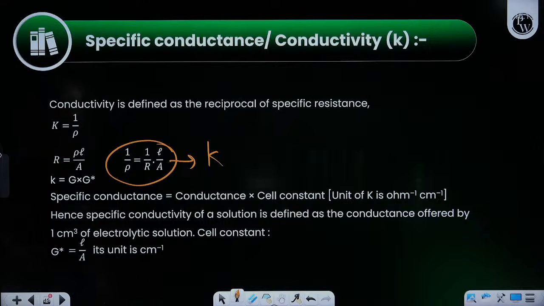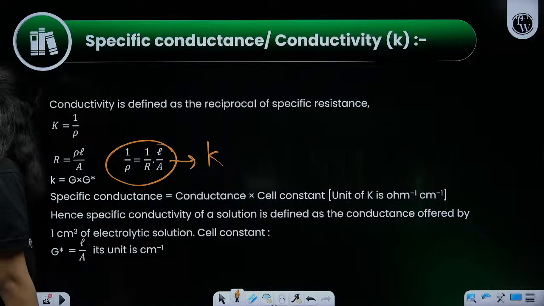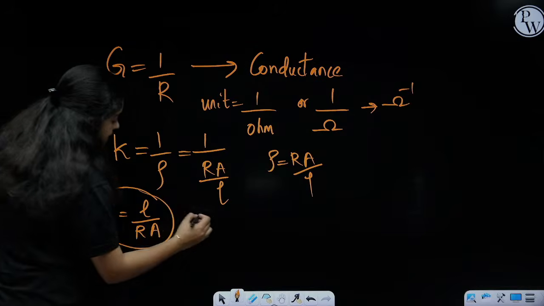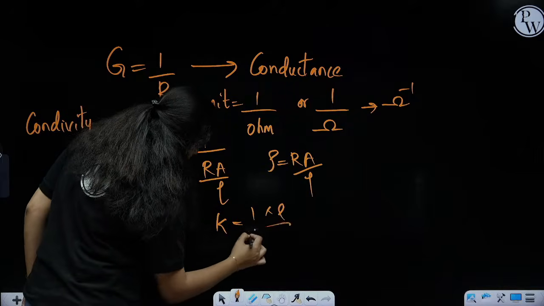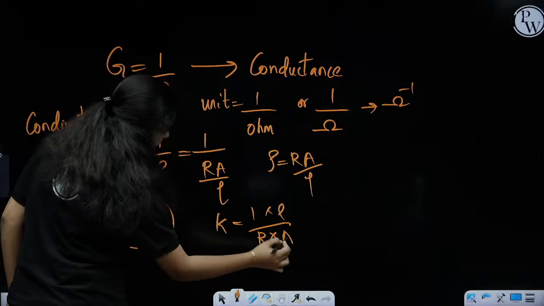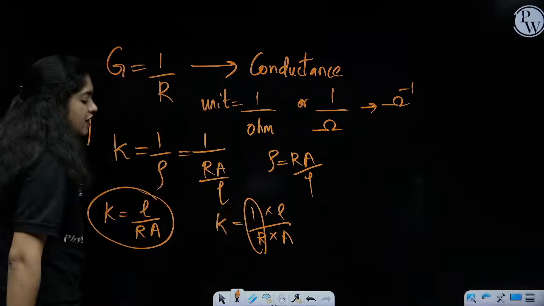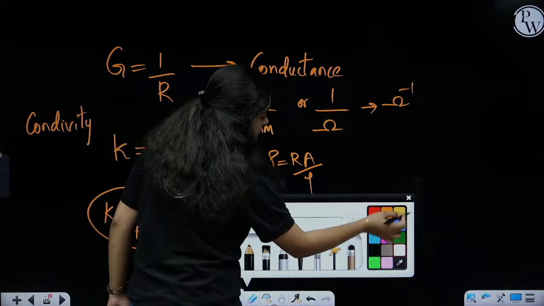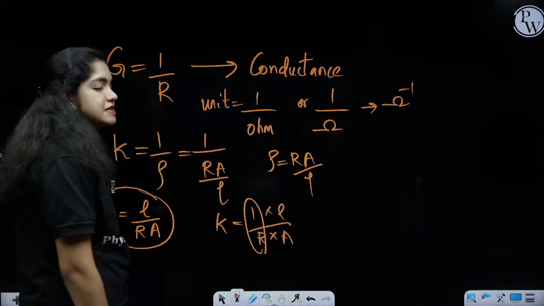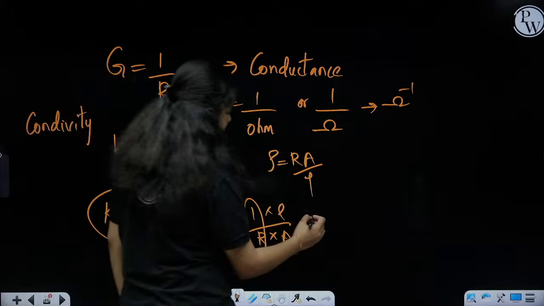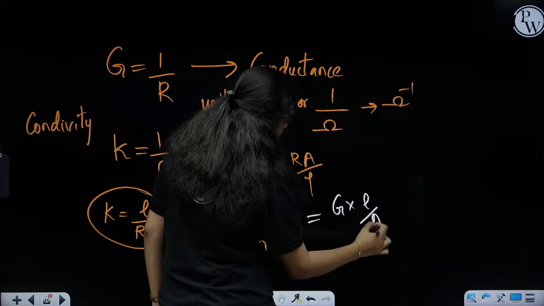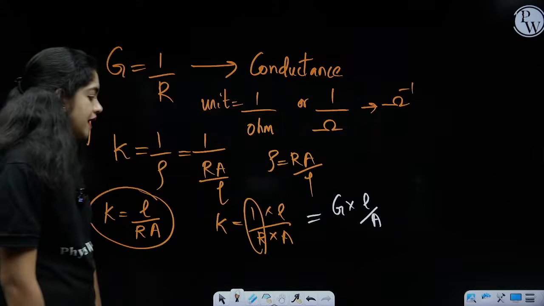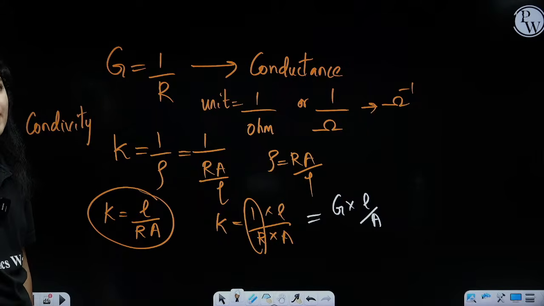And specific conductance is equal to conductance into cell constant. Again, we are going to a derivation. Here we got kappa equal to 1 into L by R into A as the final equation. Now we know again the substitution for 1 by R. What is 1 by R? 1 by R is a reciprocal, right? Reciprocal of resistance is conductance. So we can replace 1 by R with G, so kappa equal to G into L by A. Clear?